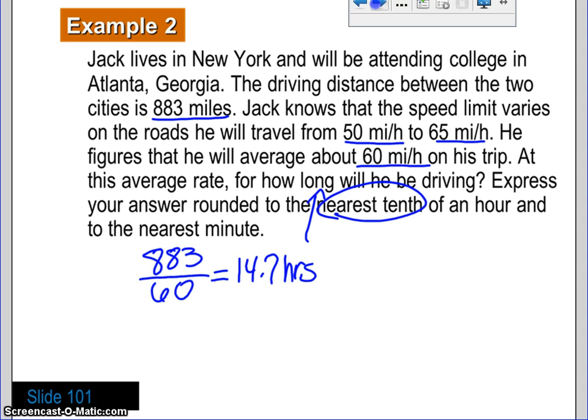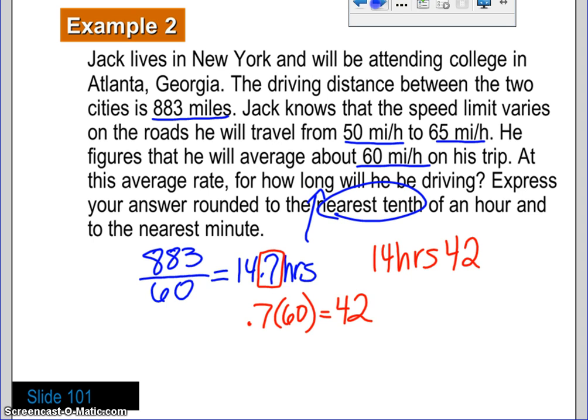So to get the nearest minute, we're going to take what's on the right side of our decimal here, that 0.7, and we're going to multiply it by 60. Now, can you think of why I would be multiplying it by 60? And if you thought to yourself, because there's 60 minutes in an hour, you would be correct. So 0.7 of an hour is actually 42 minutes. So to answer the second part of this question, it would be 14 hours and 42 minutes.